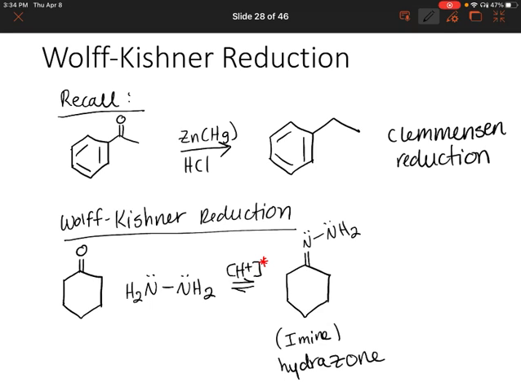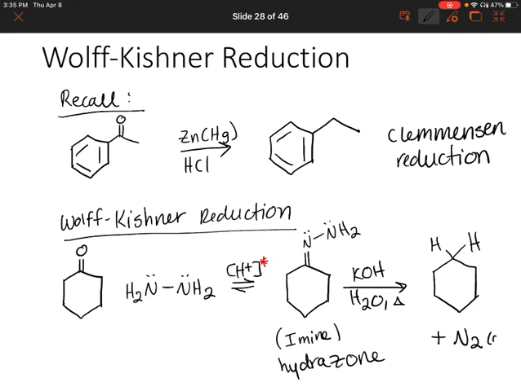But what we can do is add potassium hydroxide and water as well as some heat, and we can form cyclohexane. So that imine group just comes right off essentially. I mean, really we're replacing it with two hydrogens, right? Since we're reducing it. But as a result, we also produce nitrogen gas. So that would bubble out of solution.